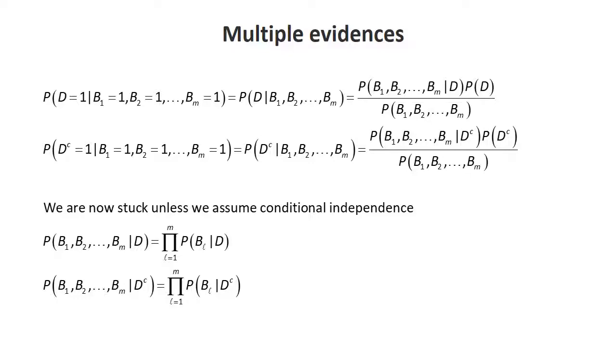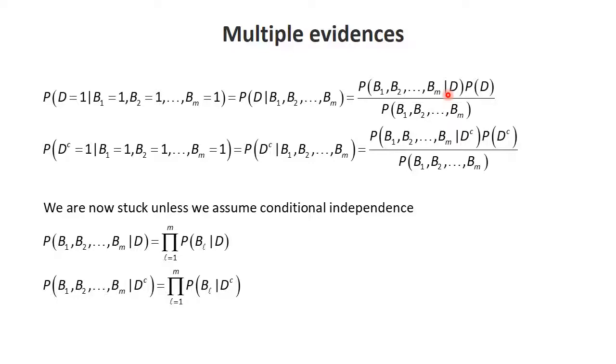Of course, in reality, we don't have a single evidence, but we have to deal with multiple evidences. So the problem then, of course, is that we have to condition on a large series of factors, which is shown over here. If you apply Bayes' rule, then this leads to writing it like this, but then we still have this problem here. The only way to get rid of this problem is to assume conditional independence.